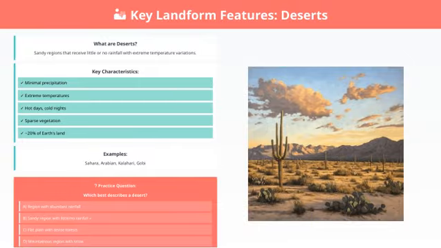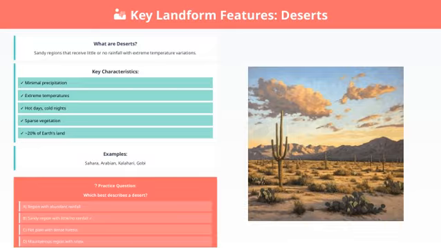Let's take a closer look at deserts, which are fascinating landforms. So, what exactly are deserts? They are mainly sandy regions that receive very little or no rainfall at all. Because of this, deserts experience some of the most extreme temperature variations found on Earth. During the day, it can get incredibly hot, while at night, the temperatures can drop sharply, sometimes becoming quite cold.